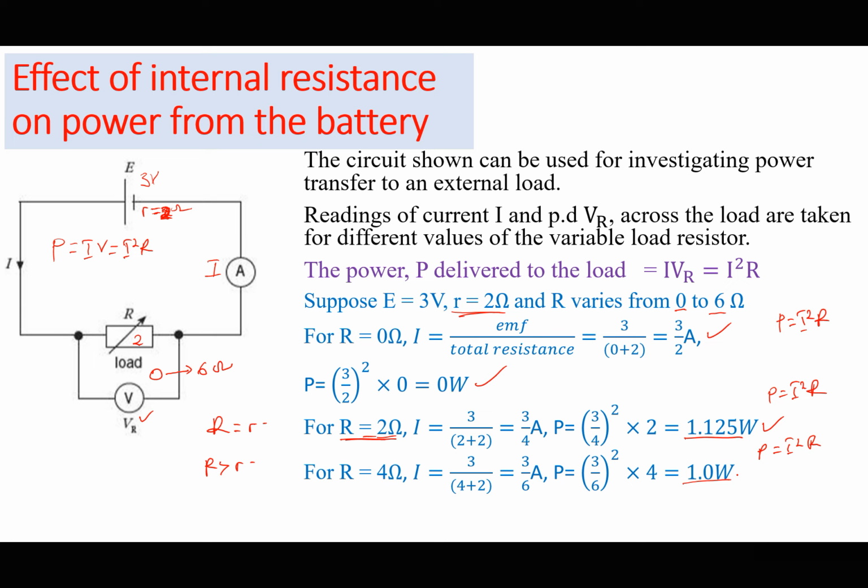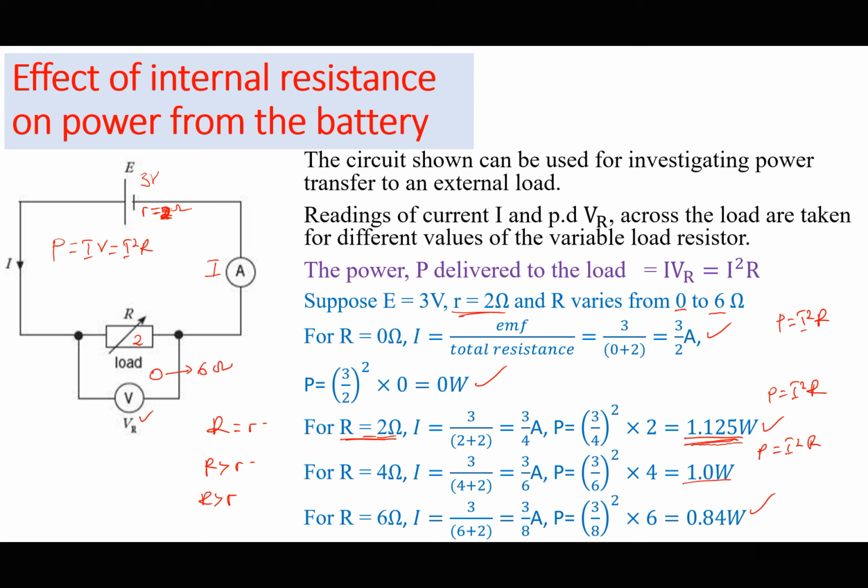Maybe that's an error. Let us check again for R greater than small r, say R equals 6. For R equals 6, total resistance is going to be 6 plus 2. Remember to add the internal resistance because they're in series. So the current is going to be 3 over 8. When I substitute in the equation power equals I squared R, I got 0.84. So it increases from 0 to a maximum value when capital R is equal to small r, and then it decreases.